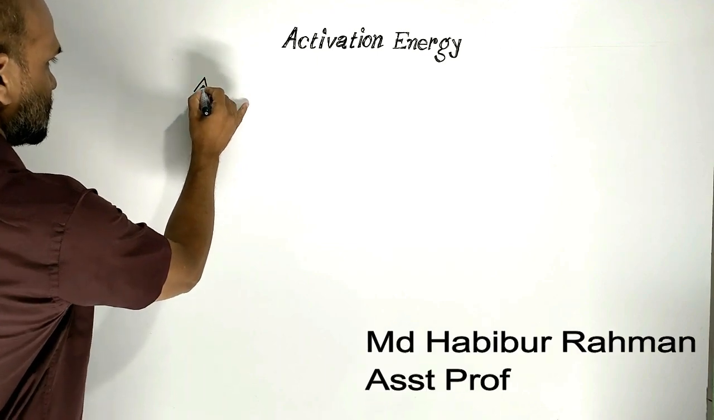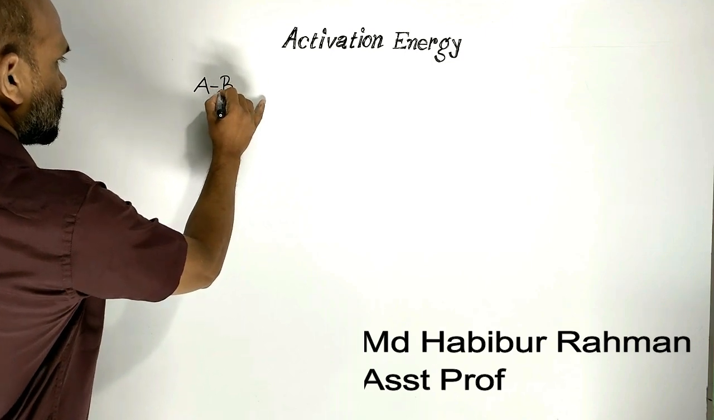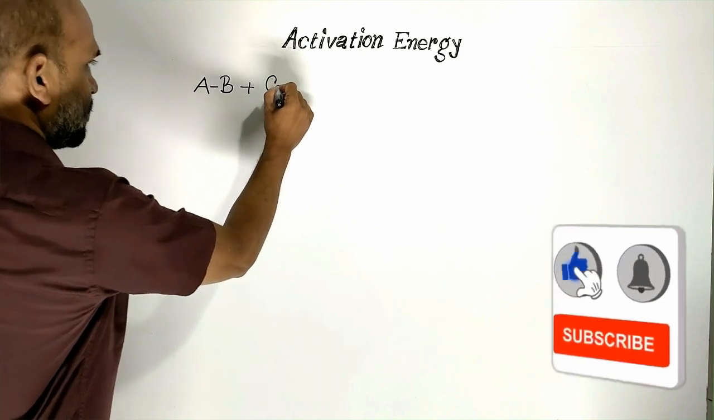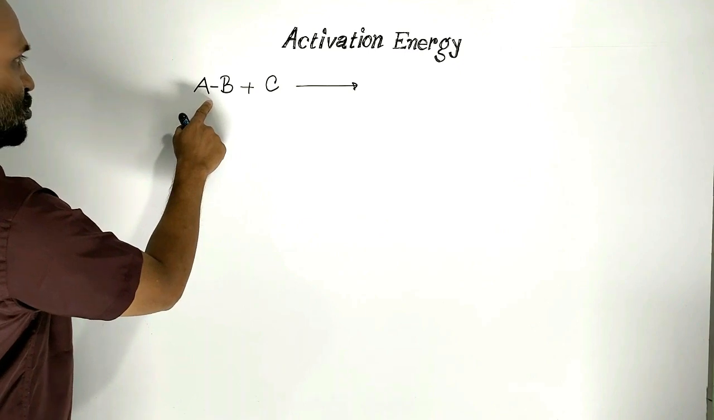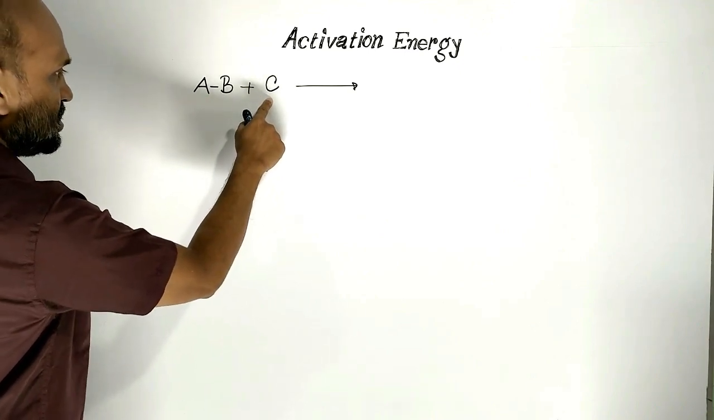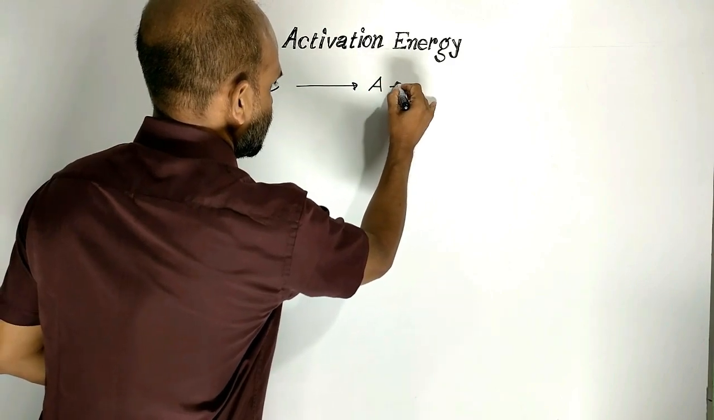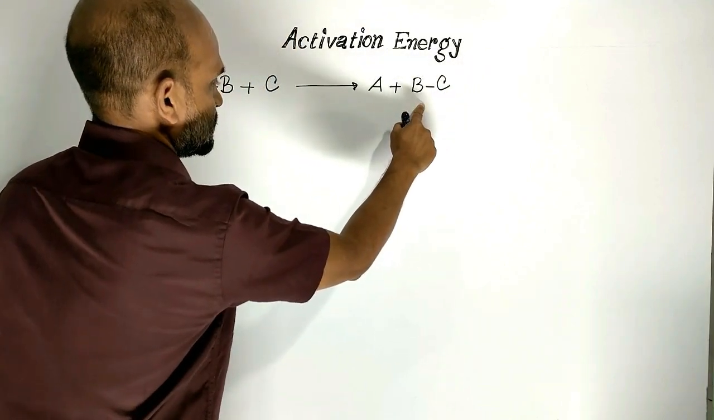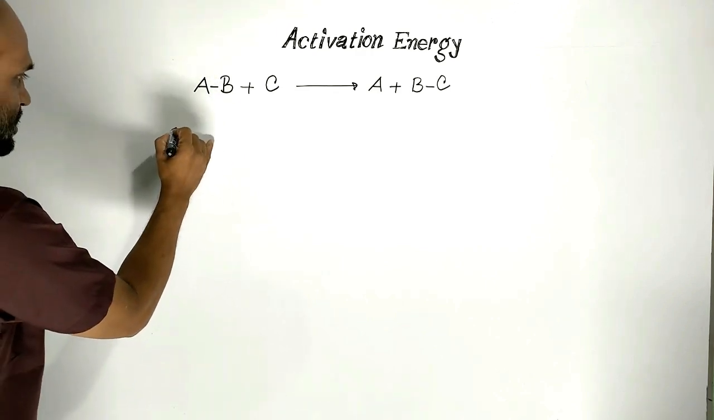Let us consider a chemical reaction of compound AB and another compound C. When compound AB reacts with compound C, then suppose compound A and compound BC are formed. Actually, this reaction completes in two steps in this way.